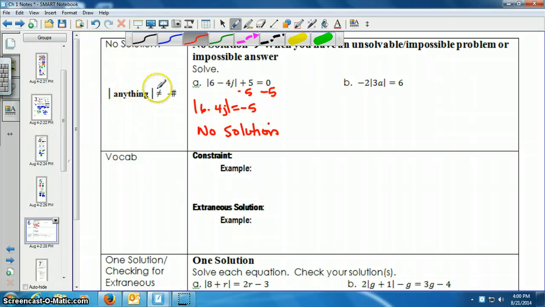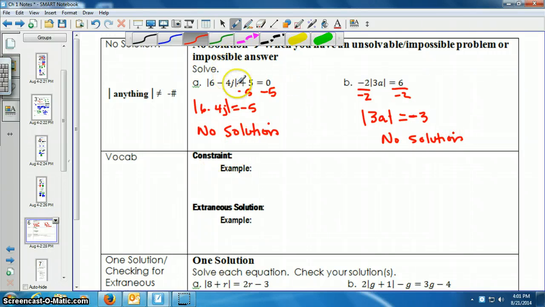So absolute value of anything cannot equal a negative number. Over here, divide by negative 2. And we wind up with the absolute value of 3a equaling negative 3. Oh, see, absolute value equaling a negative number. That's a no-no. No solution.